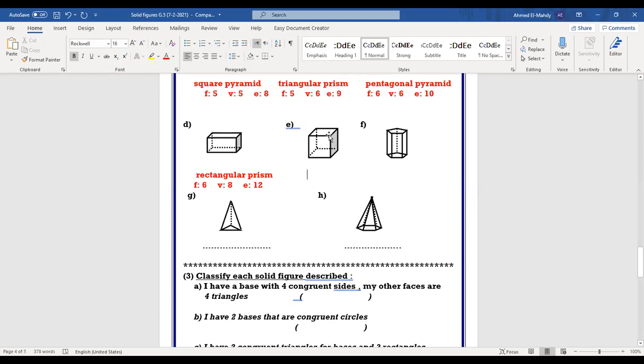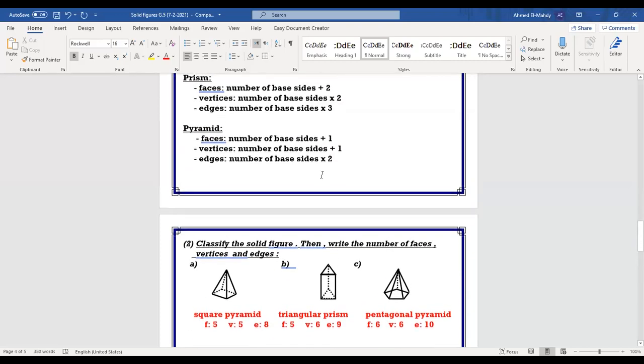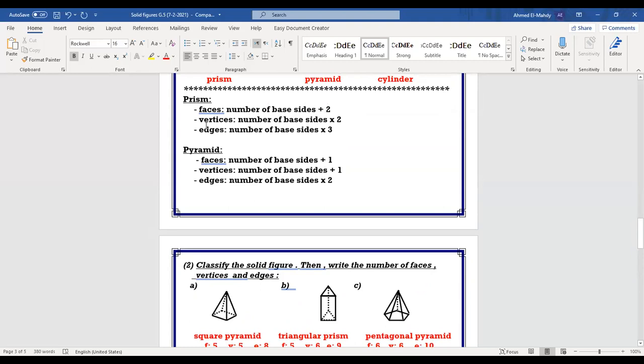What's the name of this solid? Is this solid a square? It's a cube. Yeah, I think you play with it a lot of times. The base of the cube is a square. How many sides in the square? 4. The cube is a prism because it has two bases. To find the number of faces plus 2. To find the number of vertices multiply by 2. To find the number of edges multiply by 3.